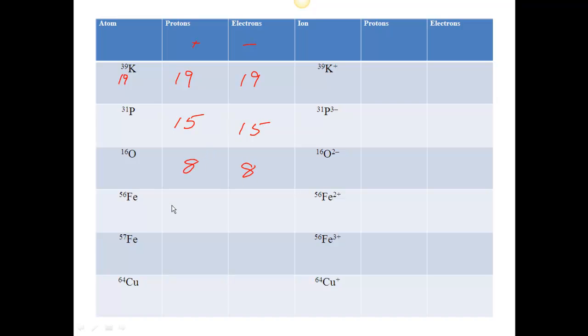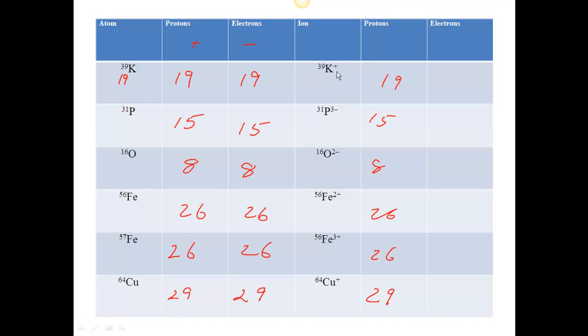Iron, and notice I've got 2 of them right below one another. They're all 26s. And copper is number 29. Now you'll notice over here on the right, these are all ions, and they're all ions of the same things that we have on the left. So I'm just going to write down 19, 15, 8, 26, 26, and 29. Why? Because the number of protons can never, ever, ever change. So it doesn't matter whether it's an ion or an isotope, that still has to stay the same.